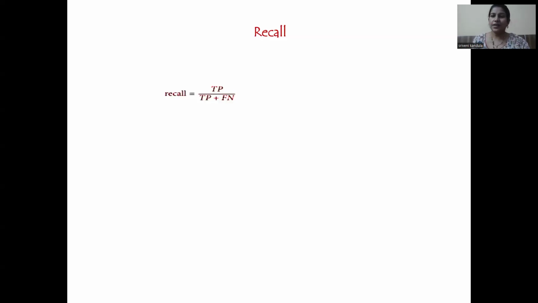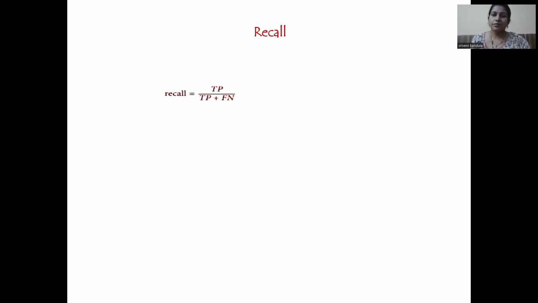Hello everyone. Let's continue with the classification metrics. The next metric that we are going to learn is recall. Precision and recall work together. Coming to the definition of recall, here you can see the formula. It is true positive divided by true positive plus false negative.